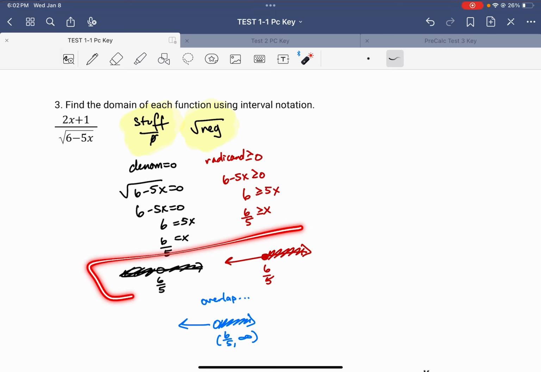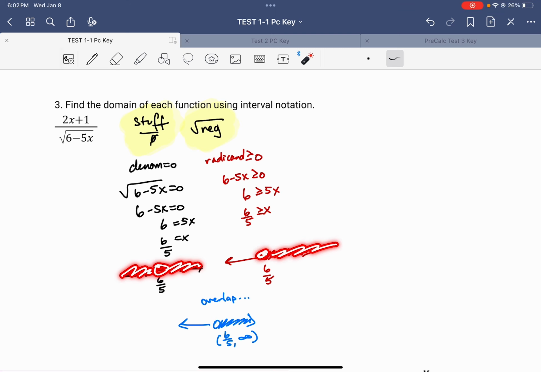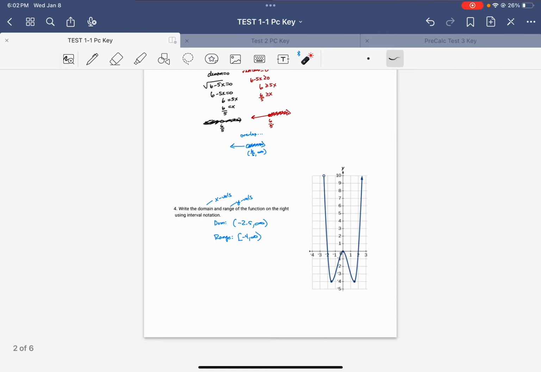So now I need both of these conditions to be true. So where do I do this and this at the same time? Well, they overlap here. That's what they both have in common. So that's why my domain is from not 6/5 just to the right of it all the way out to infinity. So that is my answer.